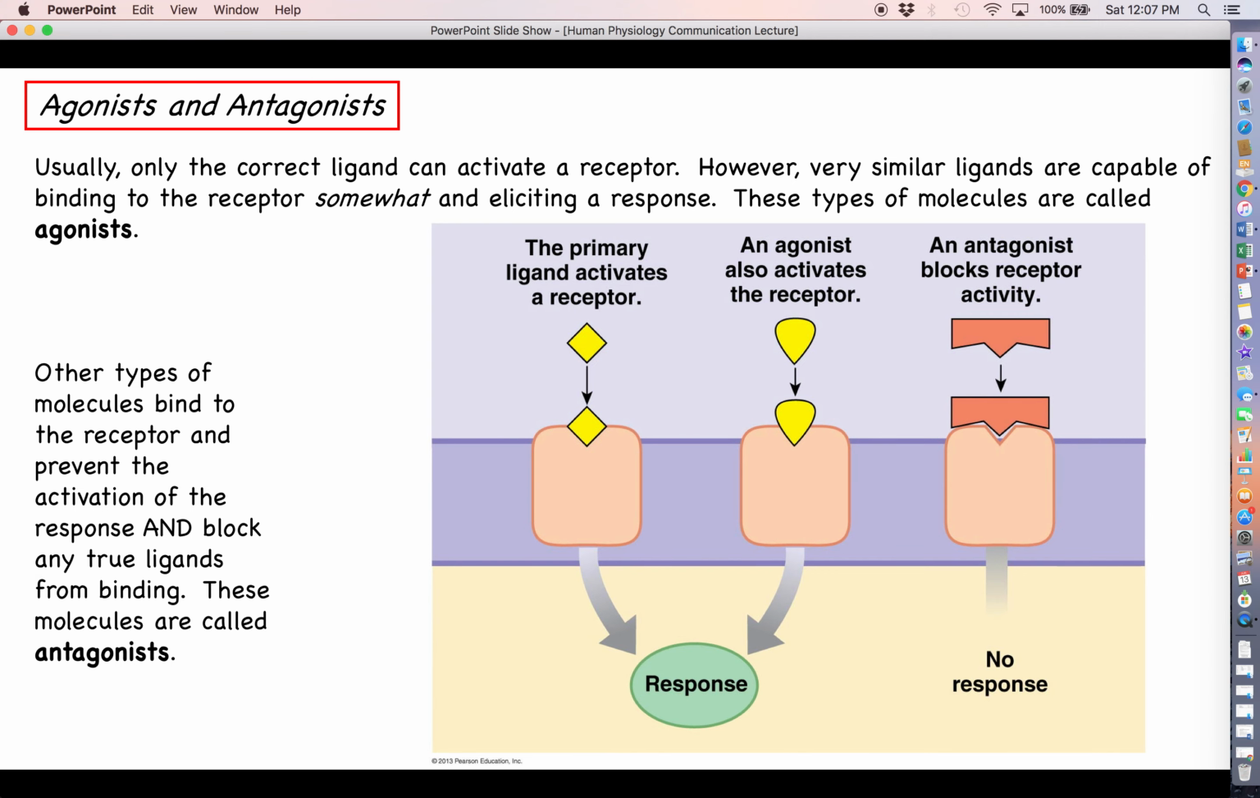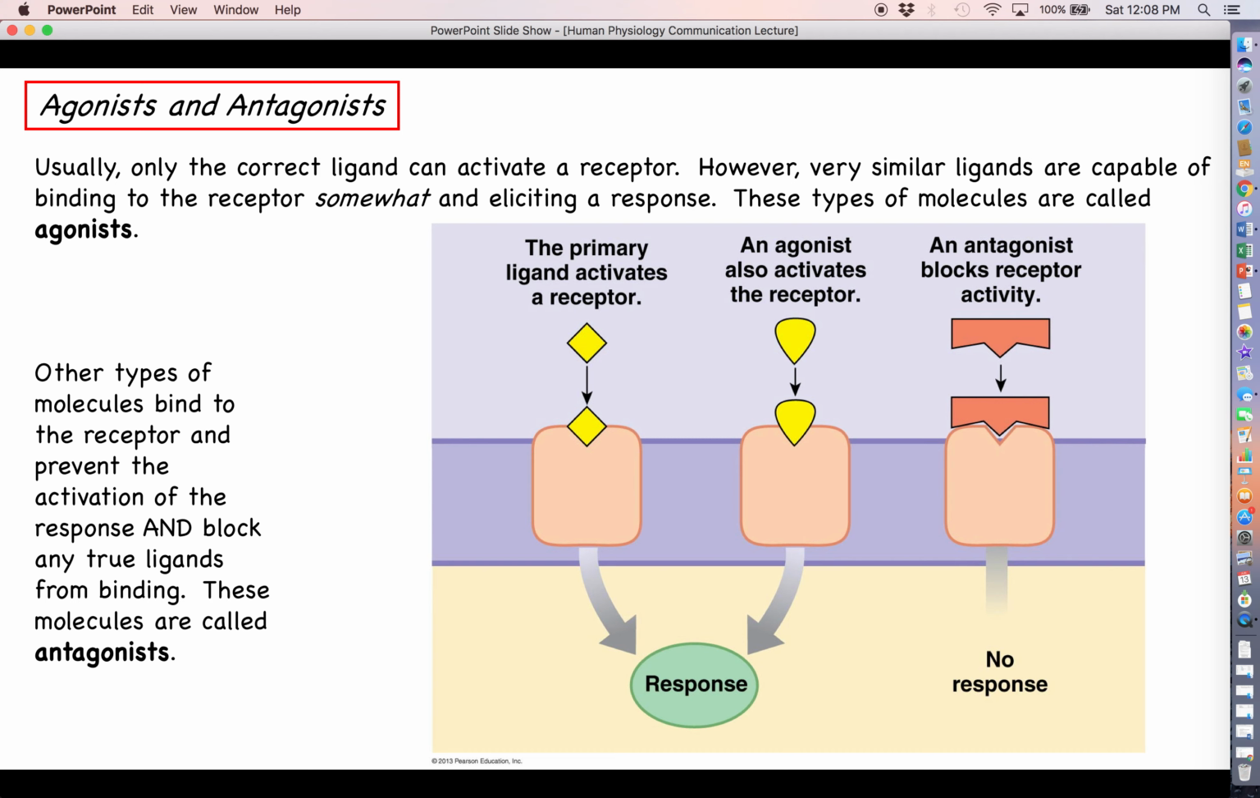The other type of molecule is going to do just the opposite. If you have a ligand that can bind to the receptor but not give you any sort of response at all, then you've got an antagonist. But even that description doesn't really do it justice. There's something that we're missing here. An antagonist will bind to the receptor, as you can see in the picture here, but it's not just that it will not give us a response.